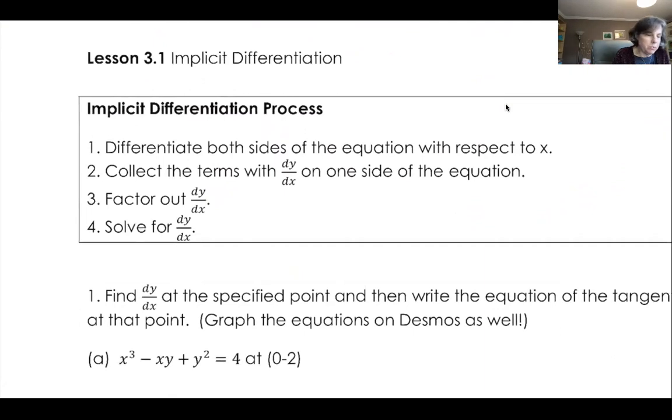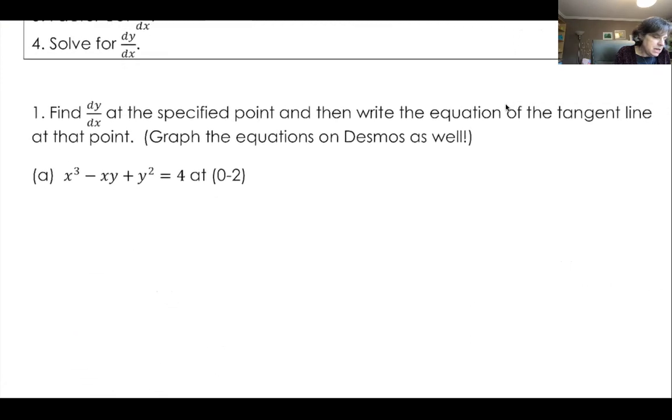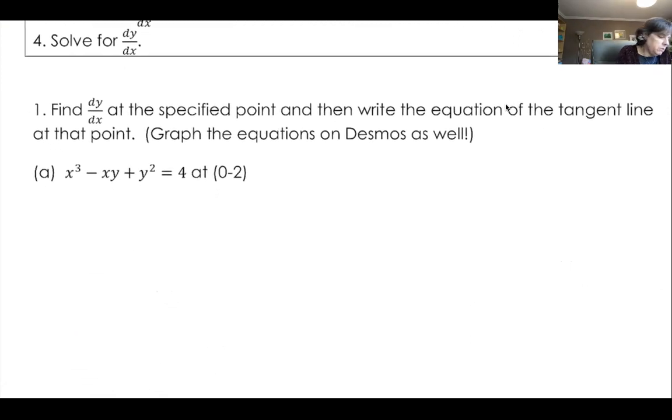So here's a summary of the process. You will differentiate both sides of the equation with respect to x. Collect the terms with dy/dx on one side of the equation, factor out dy/dx, solve for dy/dx. So basically steps 2 through 4 here is how you solve an equation for a variable. If you get through that first step of taking the derivative, you're going to be good. All right, so let's try to find the derivative of this function right here at (0, -2).